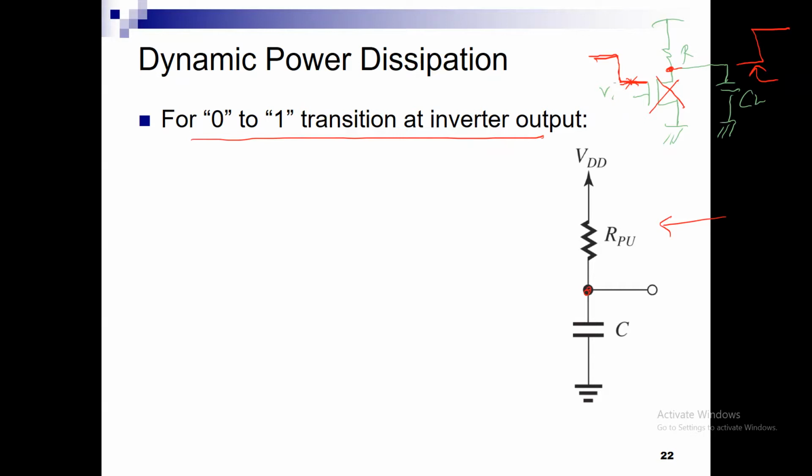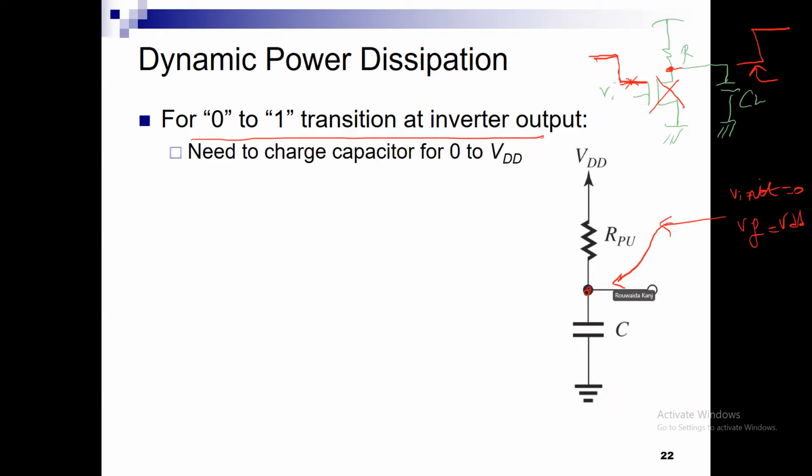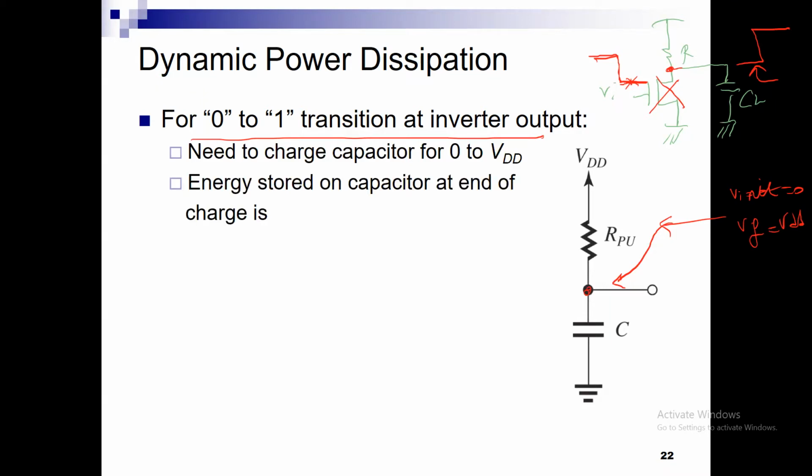In this scenario, we have V initial equal to 0 and V final equal to VDD at the capacitor node. So let us see what happens. When we charge a capacitor from 0 to VDD, you have learned before that the energy stored on the capacitor at the end will be half C VDD squared, and this is from some integration of the work function.